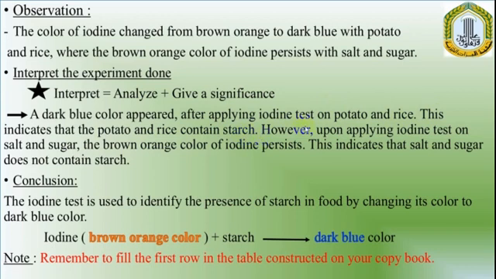In order to link between the two experiments, we are going to use however. However, upon applying the iodine test on salt and sugar, the brown-orange color of iodine persists, which is the analysis of the second experiment. Now our significance says that the results indicate that salt and sugar do not contain starch.